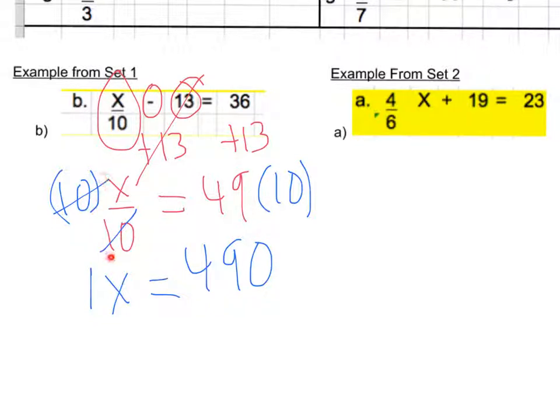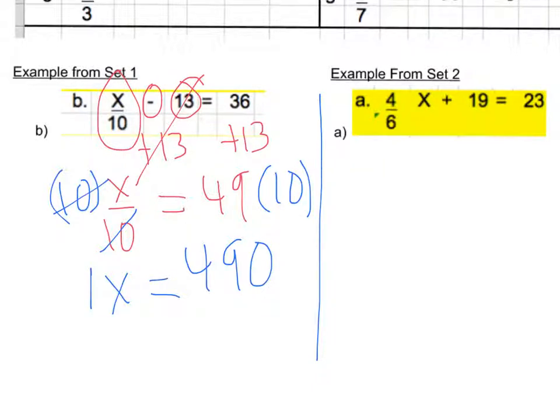I then notice that my x is being divided into 10 parts. The opposite of divide by 10 is to multiply by 10. But I have to do what I do to one side to the other to keep it balanced. So I end up with 10x divided in 10 different ways. Well, 10x divided 10 ways is just 1x, which is what I want. And then I do 49 times 10 to get my 490.